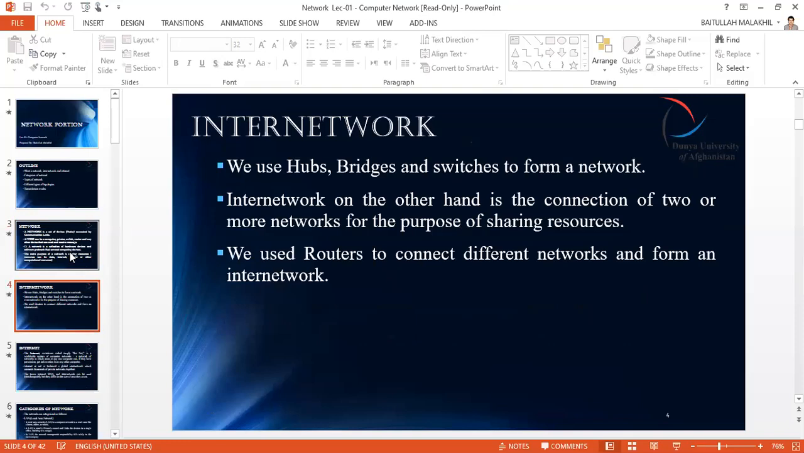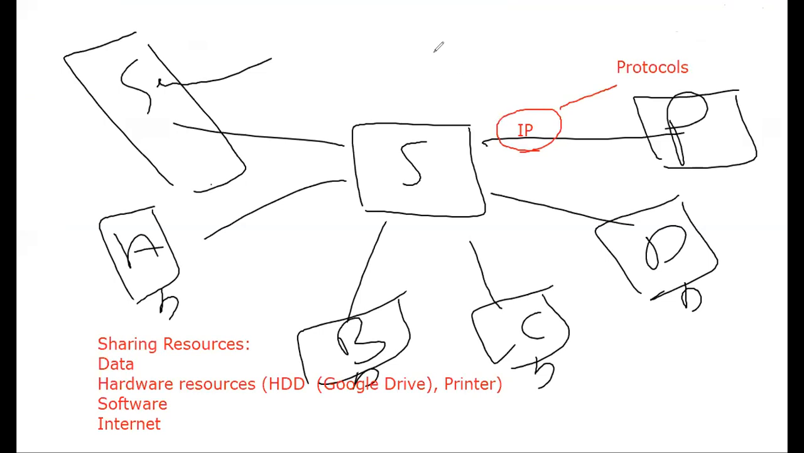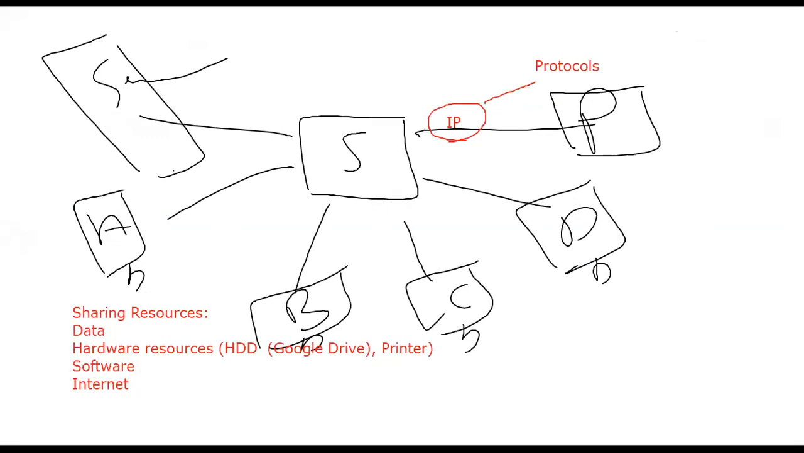Now, coming to internetwork, I would like to explain this to you again on the whiteboard. Internetwork. So, I will clear this. Whatever is on the whiteboard, I would like to clear, and I will expand the whiteboard as well. Okay, so everything is gone now.